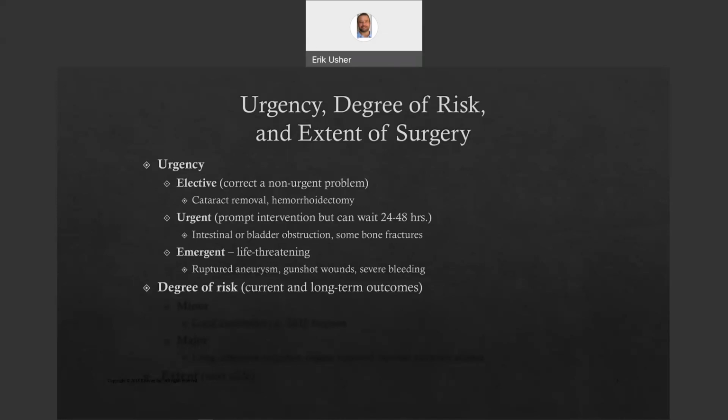So current and long-term outcomes pertain to that actual surgery. You can have minor, and those are like local anesthetics, I&D, incision and drainage, biopsies. There's a really minor degree of risk with those. And then there's major, and those are those long, extensive surgeries where they're under anesthesia for a great period of time, or they're removing large organs or any organ for that matter. And if there's any hemorrhaging that's more pronounced, and any normal anatomy that winds up being altered, that's more of a major degree of risk.